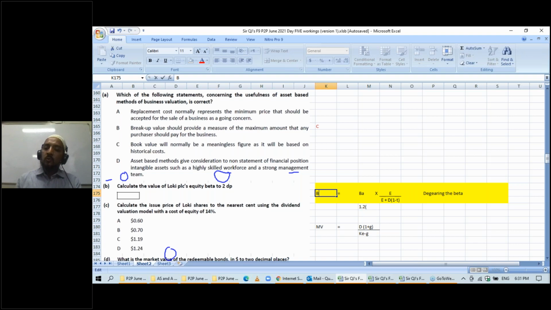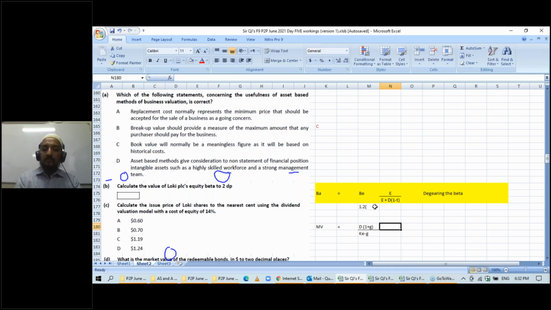So what you need to do: the business risk of Q company, the proxy company, and Loki company will be the same, right? But the financial risk of Q company is according to the gearing ratio given, which is 2:1, right? But the Loki company is ungeared, so you have to de-gear the beta, ungear it. So we need to know the BA from BE. This BE is basically a geared beta. Q company is geared.